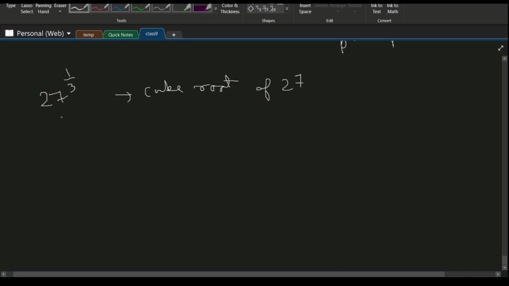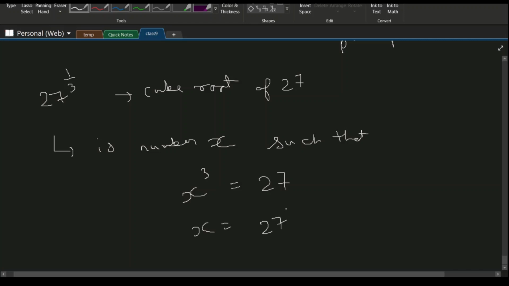and since 27 is positive, I have to find a positive number x such that when x is raised to power 3, it should give me 27. So if I am able to find such a number, then that x will be 27 to the power 1 by 3. Right? So this 3 power we can shift this side and write it as 1 by 3, if I am able to find such a number x.